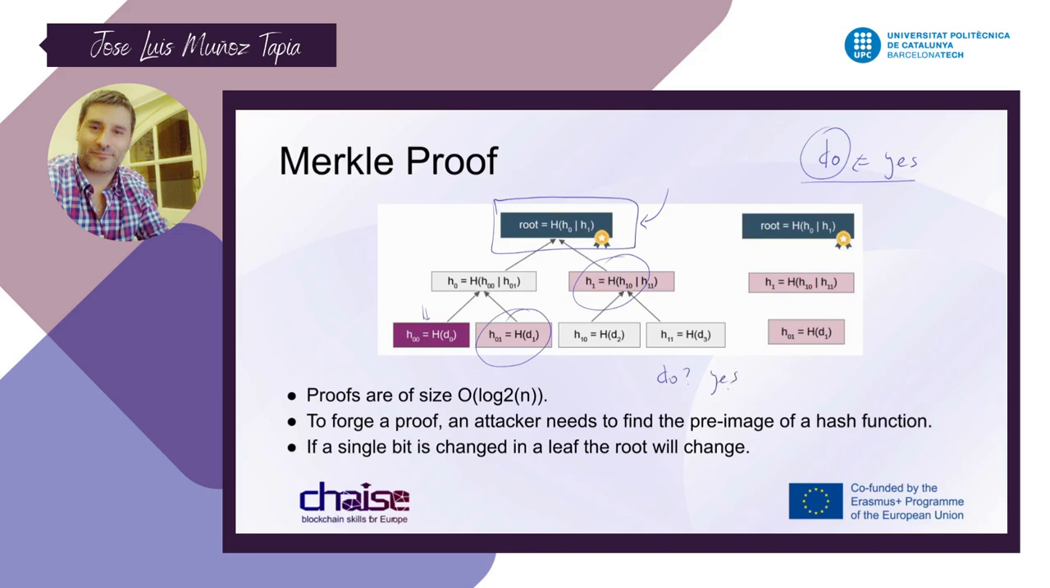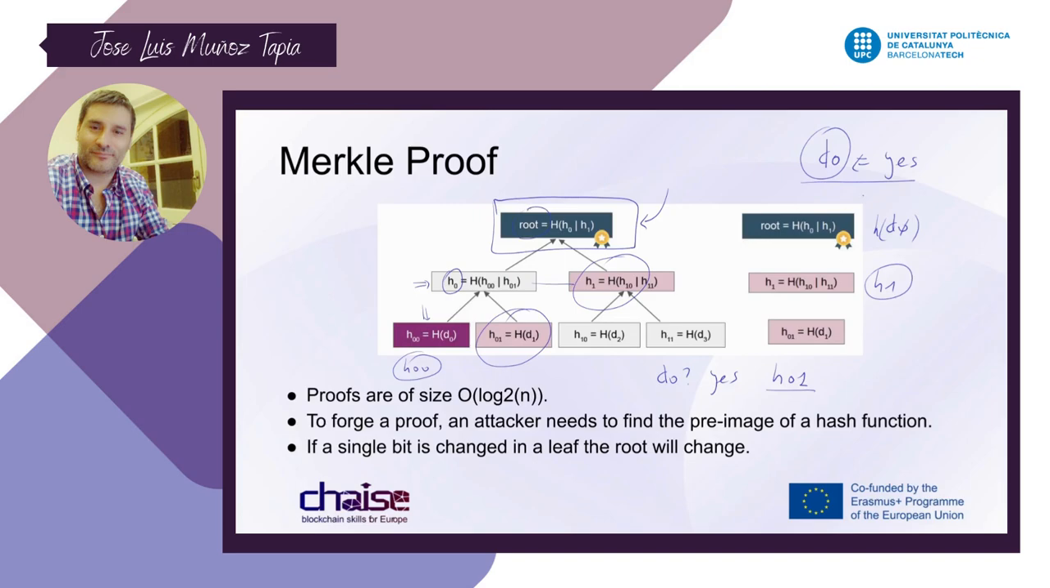And then I will provide you H01. You're asking for D0, so you know D0. You can hash D0 and obtain H00. The entity that is asking if D0 is in the Merkle tree can compute H00. Then I provide H01, and you can hash these two and compute H0 in this case. Then I provide H1, the Merkle tree proof provides H1, and then you can hash these two and compute the root.